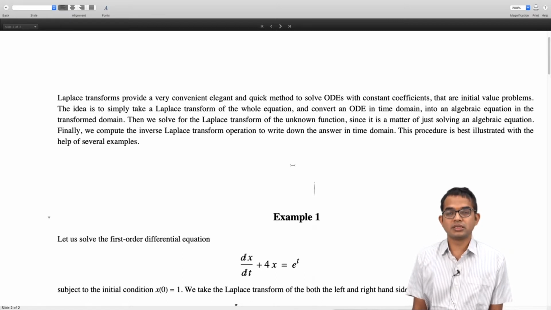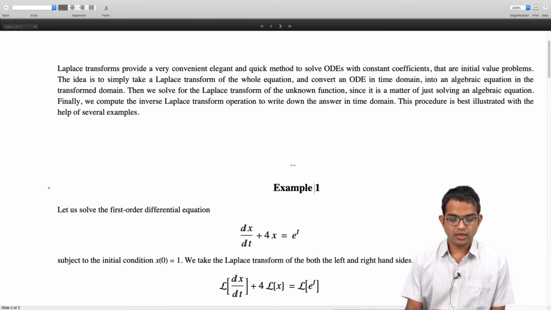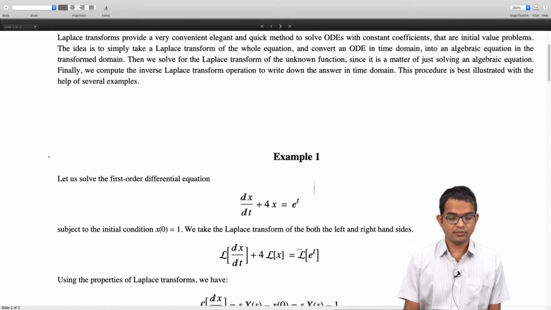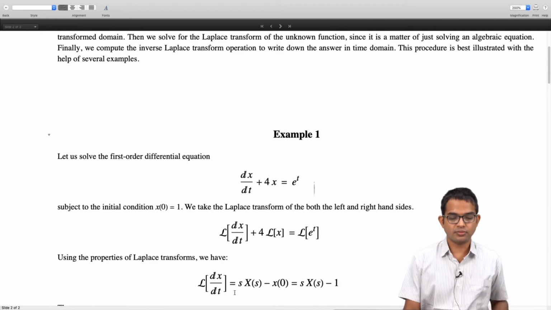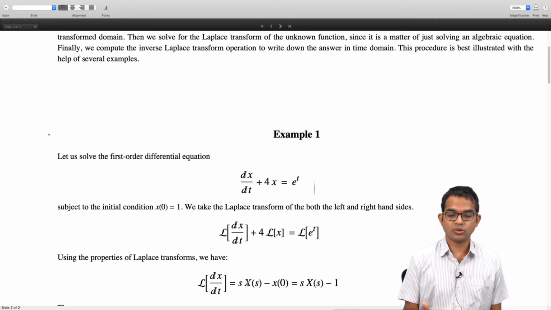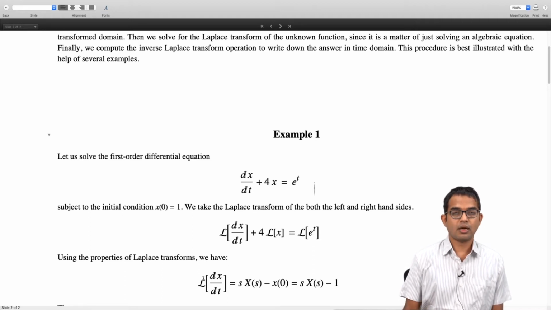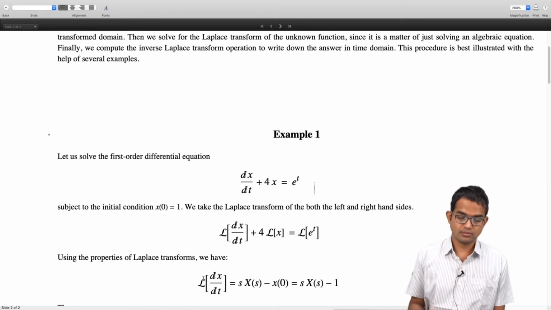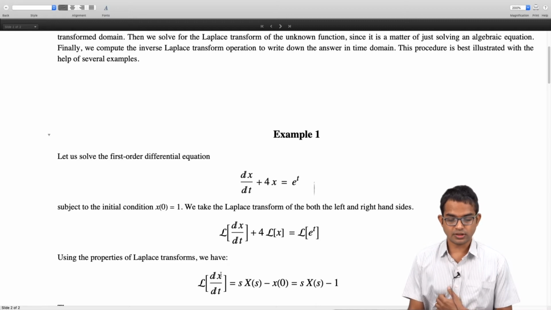So what do we do? We just take the Laplace transform throughout. Linearity tells us the left hand side becomes the Laplace transform of dx/dt plus 4 times the Laplace transform of x, equal to the Laplace transform of e to the t. We have seen that the Laplace transform of the derivative is just s times the Laplace transform of the function itself minus the value of the function at 0, right? This is a key property which will get used when you are working with differential equations. So we should know this relationship between the Laplace transforms of various orders of derivatives and the Laplace transform of the function itself. We have seen that this idea can be generalized to higher orders as well, so we should know this well.